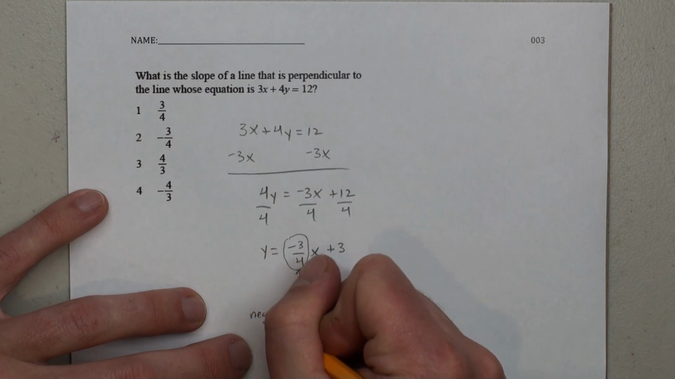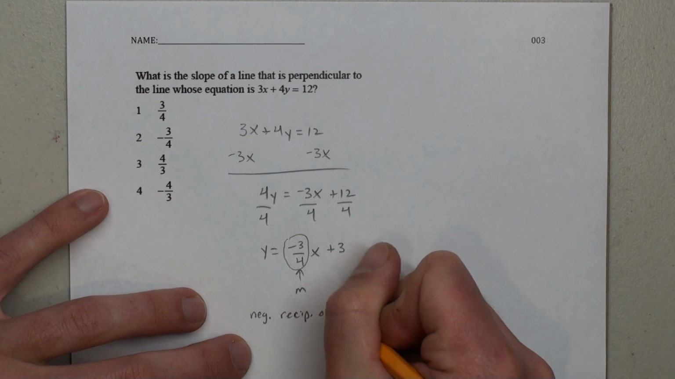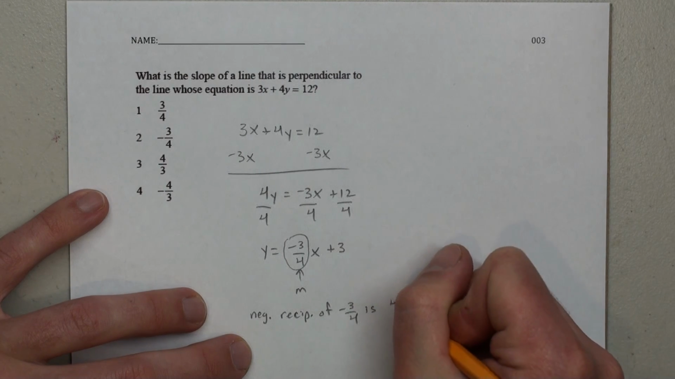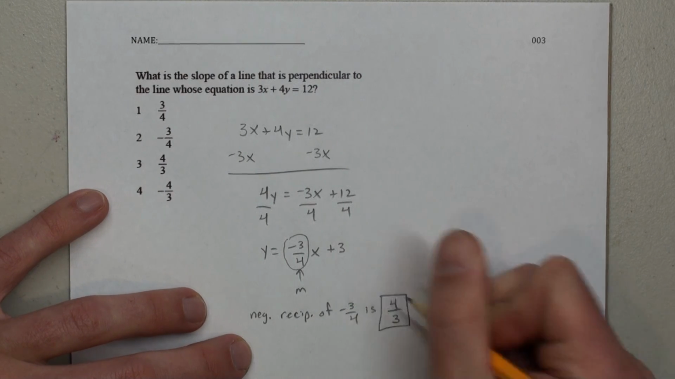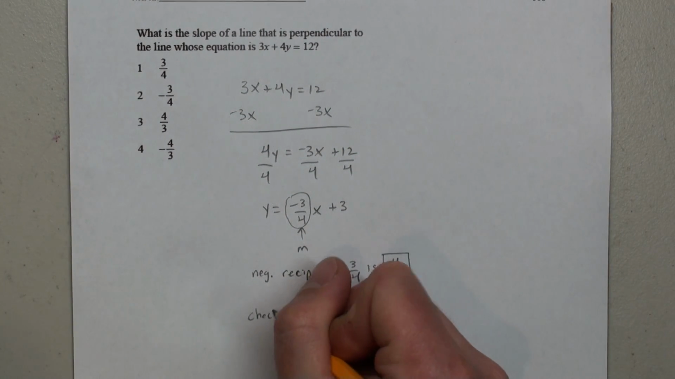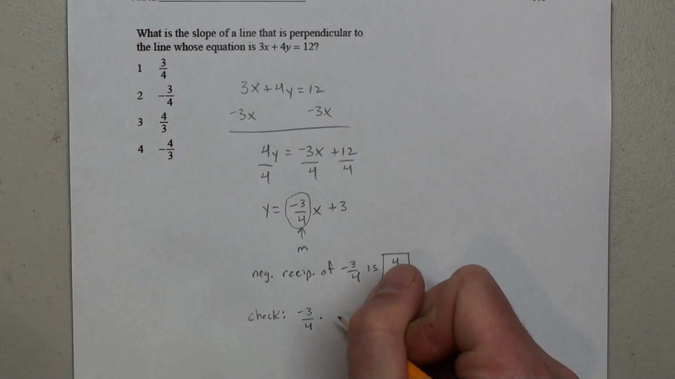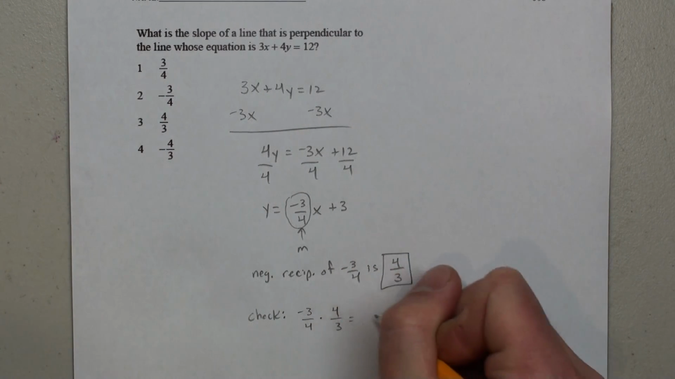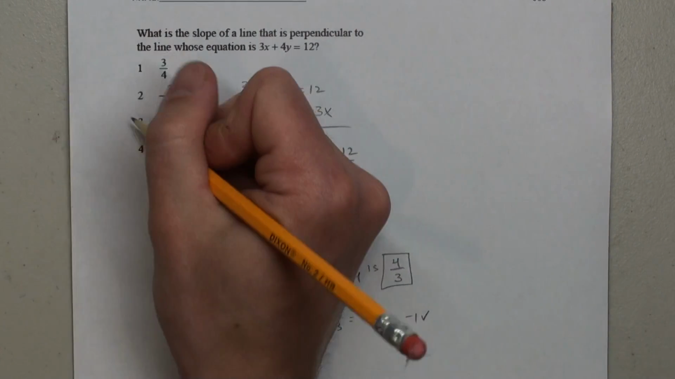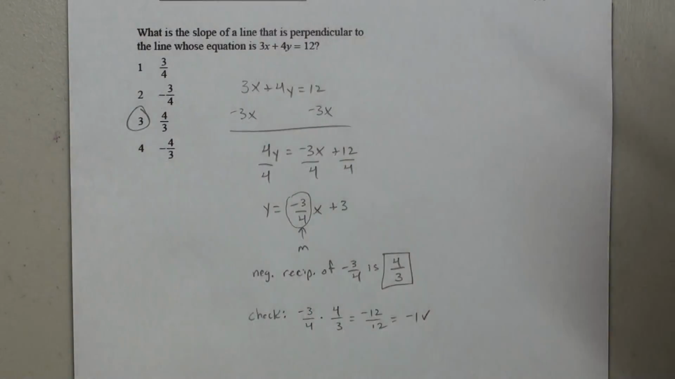So the negative reciprocal of negative 3 over 4 is 4 over 3. Alright, and I want to double check that by making sure that they multiply to give me negative 1. Okay? Answer is 3. Just see if yep.